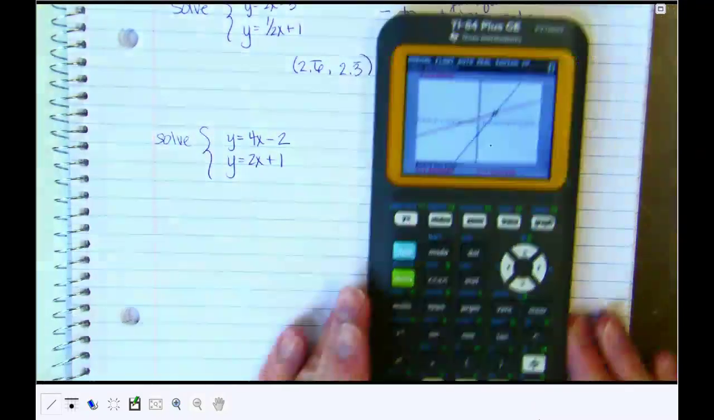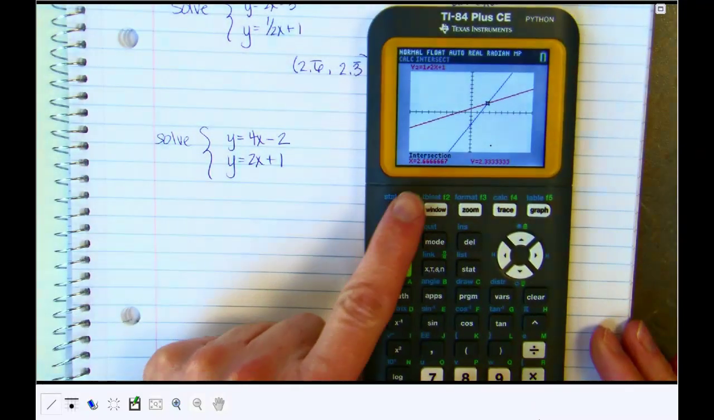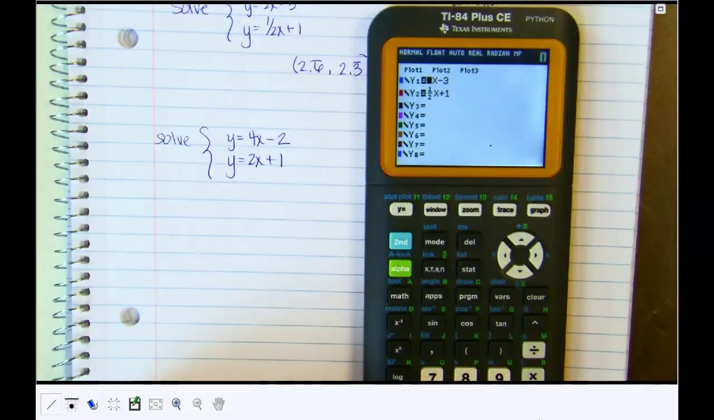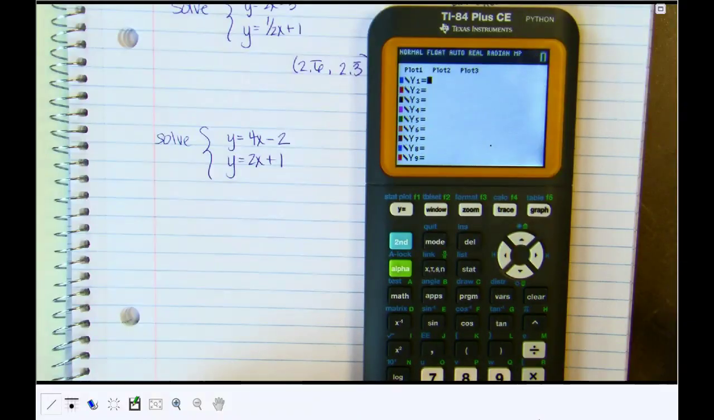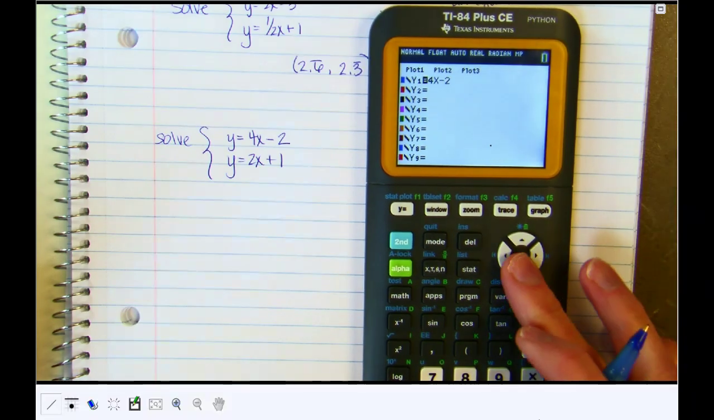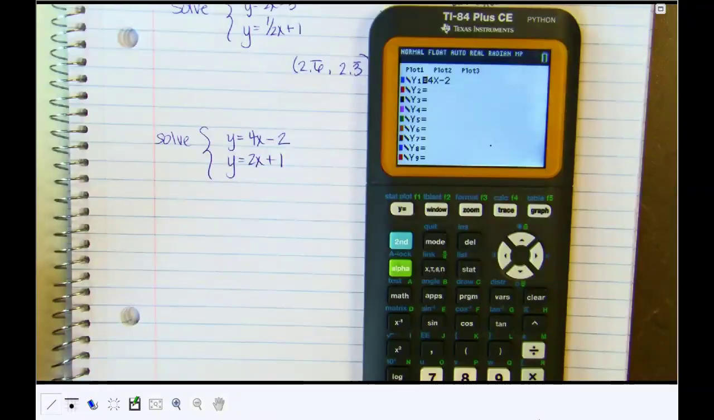Okay, so first place you go is y equals. You don't want that there. We're done using that one, so get rid of it. Hit clear. And then I like to clear all of them, so I start new, but you can clear them one at a time. It doesn't matter. Okay, 4x minus 2 first. And 2x plus 1.